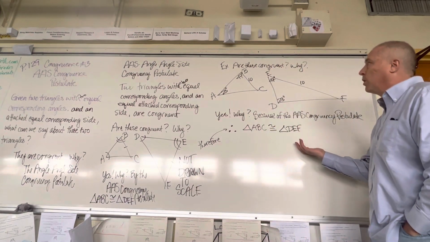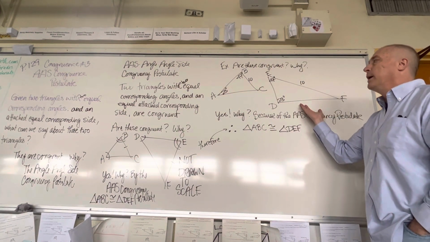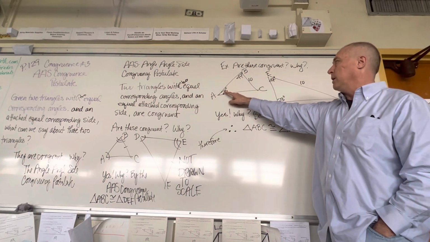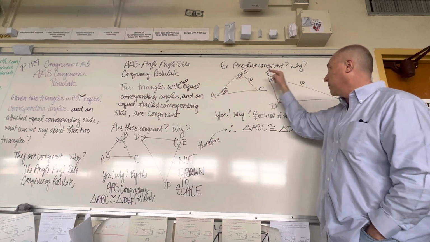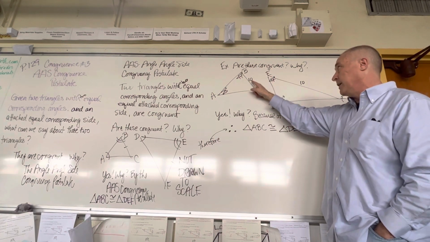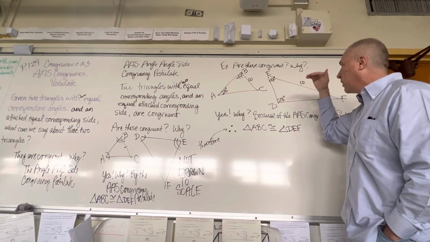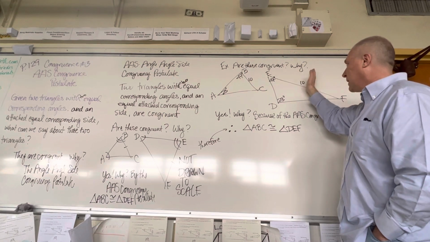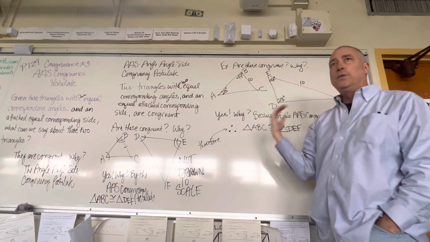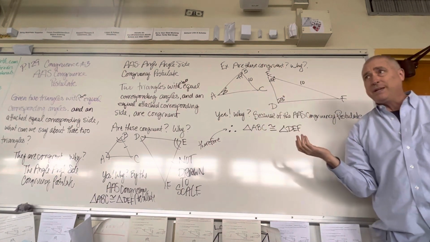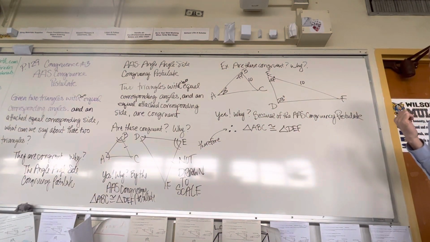So turn to one more. Are these two congruent? Why? Notice we're matching 23 degrees with 23 degrees. Those two angles are the same. 47 degrees with 47 degrees, and the side next to it is 10 and 10. This goes in an angle, side pattern. This matches it, angle, side. These two are congruent because of the AAS congruency postulate.